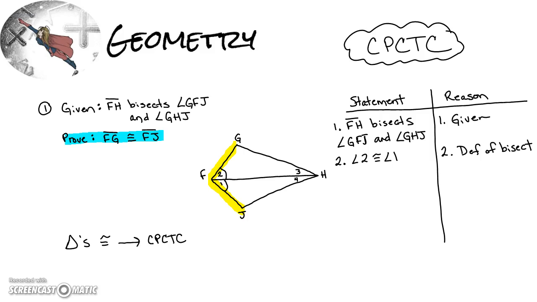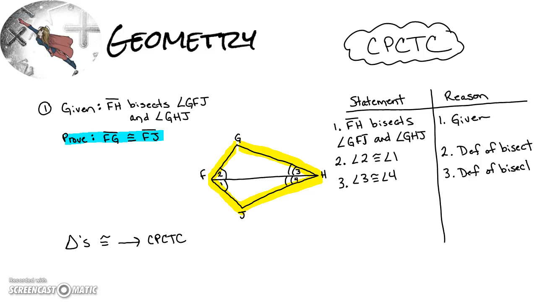All right, and then the other angle that FH was bisecting is GHJ. So that tells us that angle 3 would be congruent to angle 4 for the same reason. So angle 3 is congruent to angle 4, and that's also because of the definition of bisect.